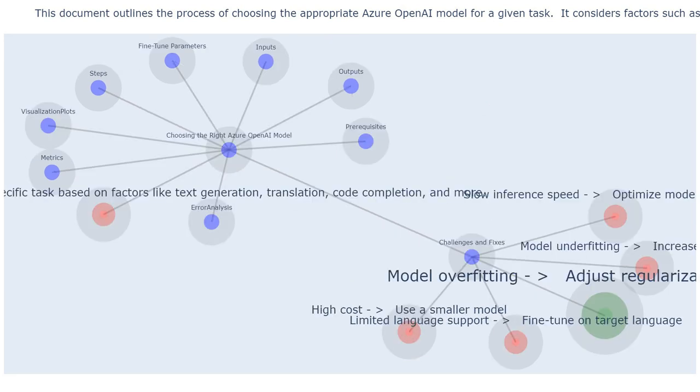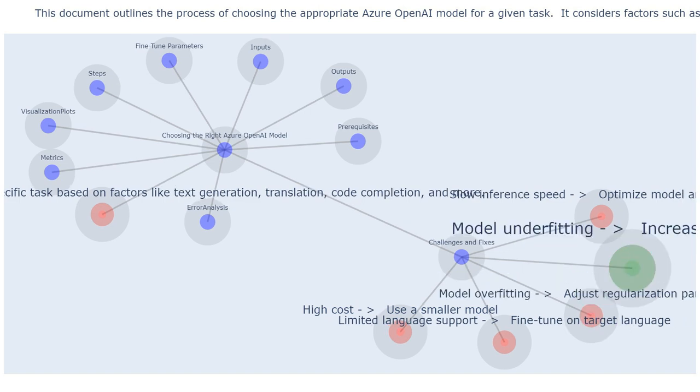Challenges and fixes. Model overfitting occurs when the model learns the training data too well and performs poorly on unseen data. Adjust regularization parameters, which add penalties for complex models to prevent overfitting. Model underfitting occurs when the model is not complex enough to capture the patterns in the training data and performs poorly on both training and unseen data. Increase training data to provide the model with more examples to learn from.